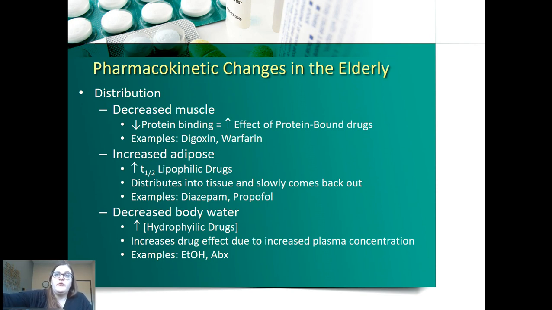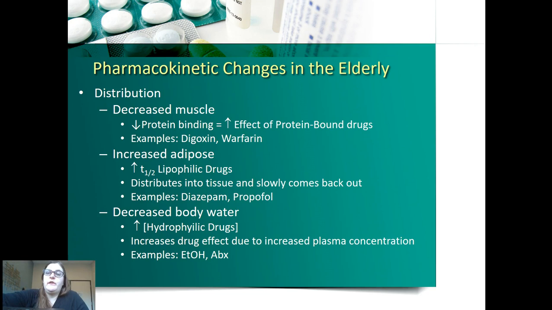So overall, older adults do have decreased muscle tone. Obviously, that's a spectrum. So overall, if there's less muscle, less protein available in the body, there's going to be less protein binding. And remember that if a drug is bound, it's not going to be active. So that means there's actually more active drug than usual. And that becomes relevant for digoxin and warfarin. There's other meds as well, but those are two big ones. Overall, older adults will have, because muscle has decreased, more adipose tissue.